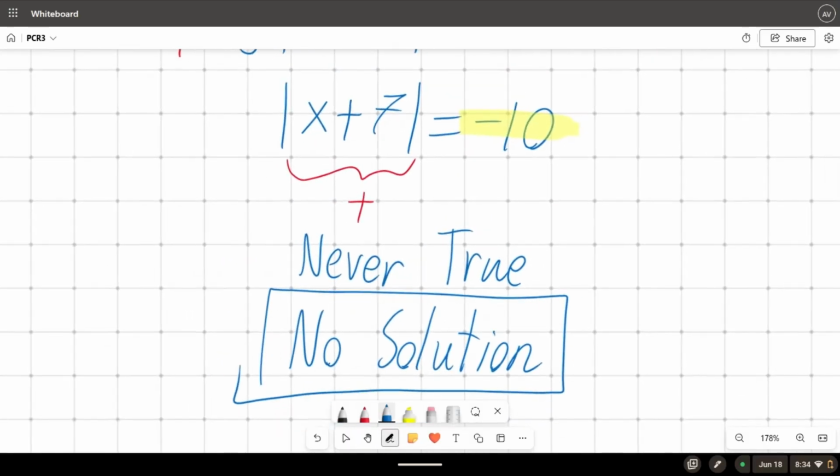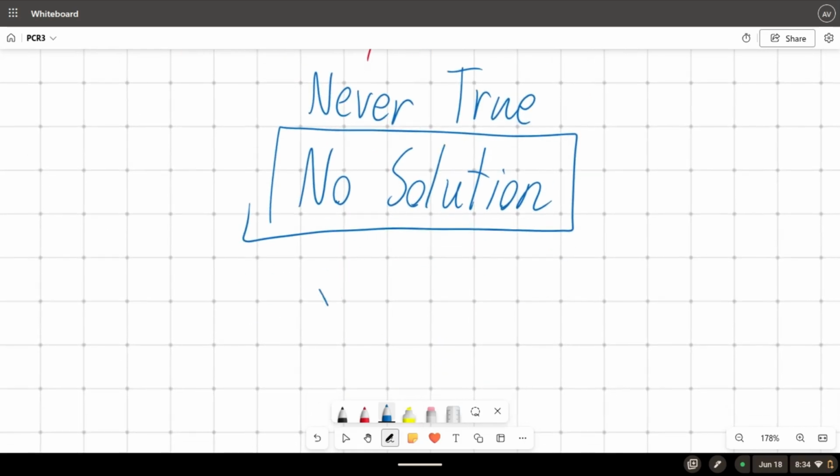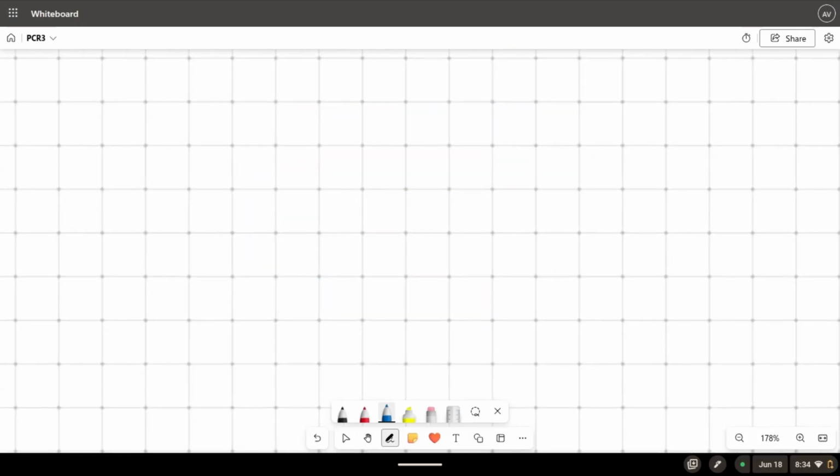If the absolute value can never be negative, which is the case, then that means this equation is never true. And if the equation is never true, there's no x value that could make it true, which means no solution. So now I write no solution. You could also write an empty set. That works just fine. That's all the problems I have for this video.